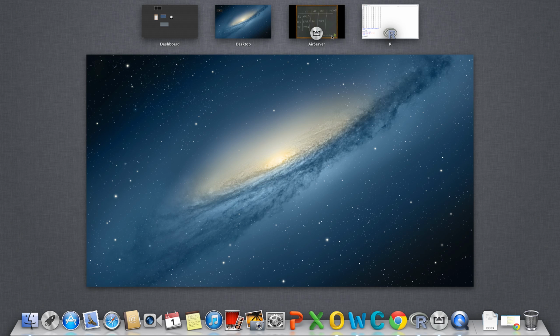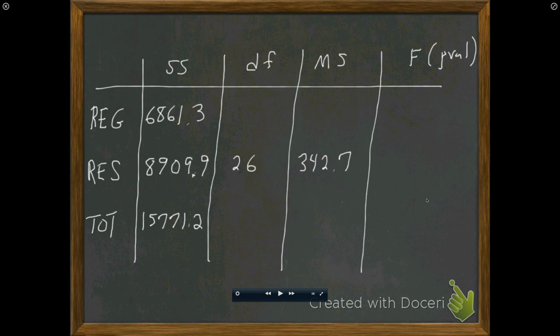Now let's go back over to the board. Guys, our degrees of freedom for the regression term are either p minus 1 or k, depending on what you get. So we have 3 predictors, so this is going to be equal to 3. Degrees of freedom are additive, so this will be 29.